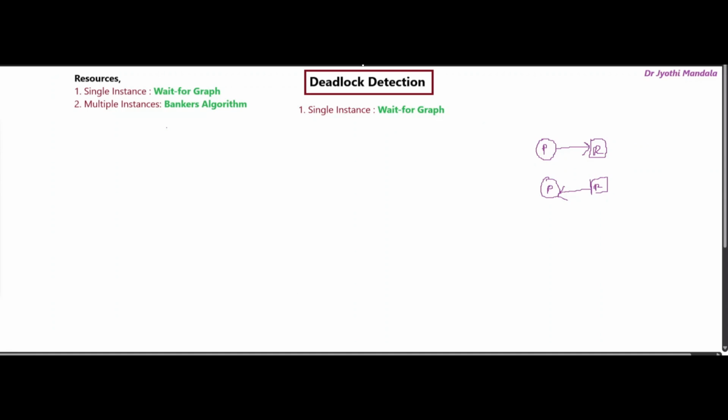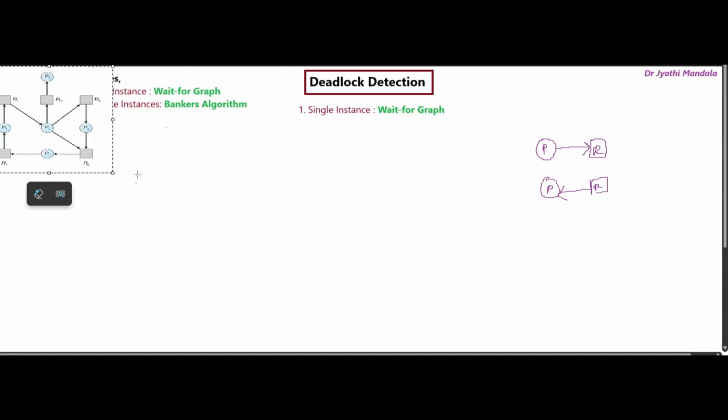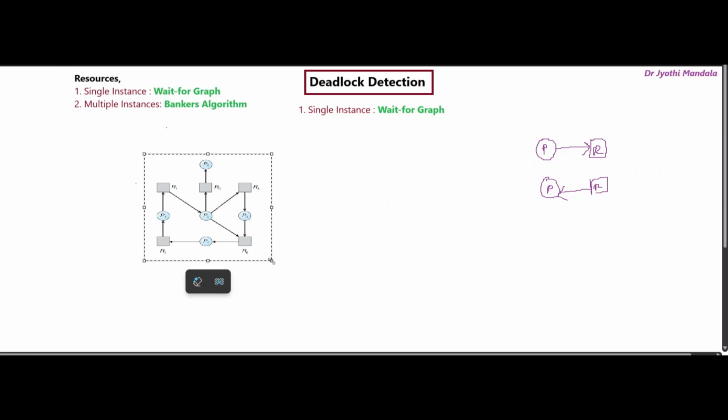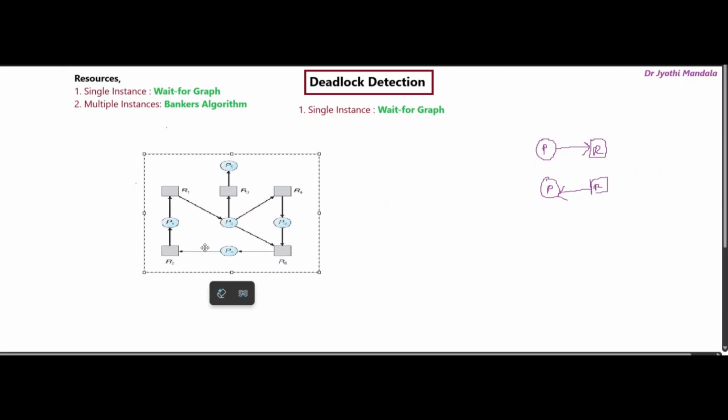For our understanding, let us take one small example of a resource allocation graph. Let us consider we have five processes. You can see here I have considered five processes: P1, P2, P3, P4 and P5. And R1, R2, R3, R4, R5 are the resources. Resources are represented with squares and processes are represented with circles. I hope you all are able to see.